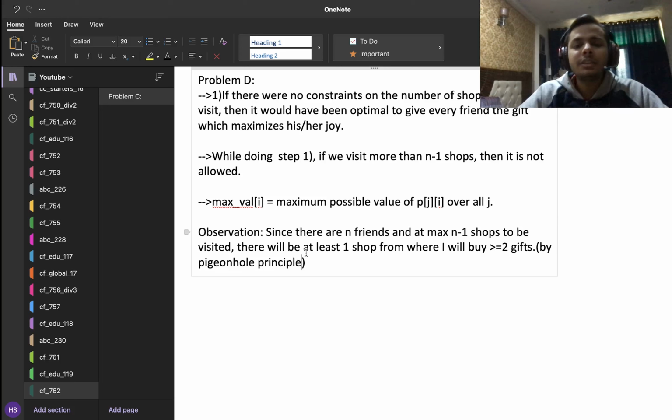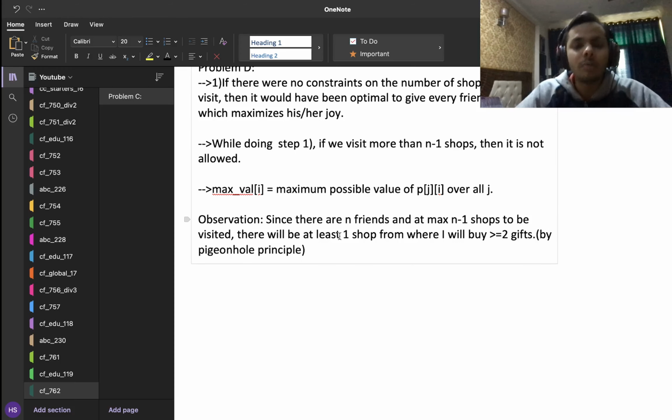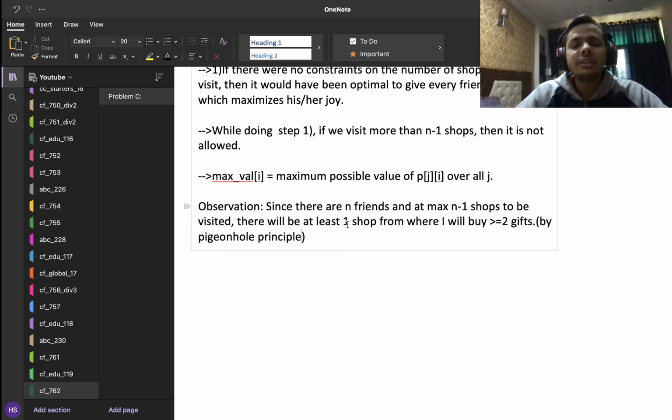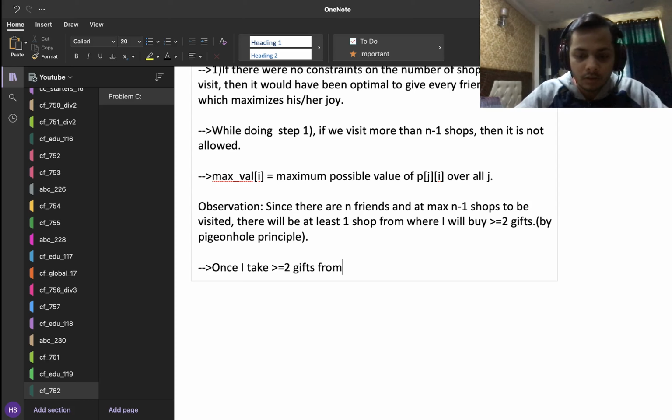If you don't know what the pigeonhole principle is, then again it is a very easy thing to observe here. Since I am allowed to visit at max n minus 1 shops, if I just take one gift from every shop, then I will end up visiting n shops, right? So I have to take 2 gifts from at least one shop. Like, I have to take multiple gifts, that is greater than 1 gift, from at least one shop, right? And so what I can do is iterate on which shop I am taking greater than or equal to 2 gifts from. So once I take greater than or equal to 2 gifts from a shop, I am no longer restricted.